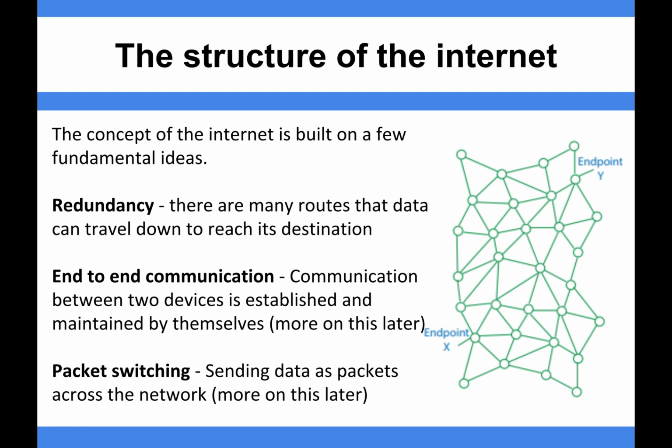The next one, I think the most important, is end-to-end communication. So this is the idea that communication between two devices is established and maintained by themselves. We'll do more on this later, but what we mean is if X wants to communicate with Y, X and Y are the only two that establish and maintain that connection. So they'll talk to each other. There are people that can monitor the connection, the people that you rent your internet off, the ISPs, the internet service providers, they can monitor it, but essentially this is the connection that is taking place and it's established and maintained by X and Y.